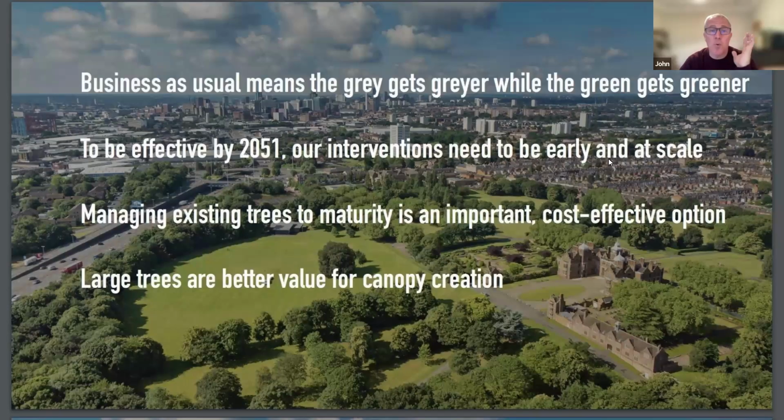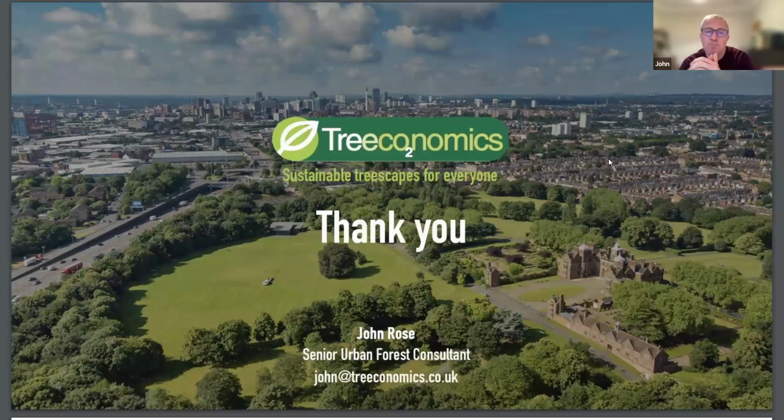And so that was a very quick run through. These are the key takeaways. Business as usual means the grey gets greyer while the green gets greener. To be effective, our interventions need to be early and at scale. Managing existing trees to maturity is an important, cost-effective option. Finally, large trees are better value for canopy creation. Next slide, please. Thank you.